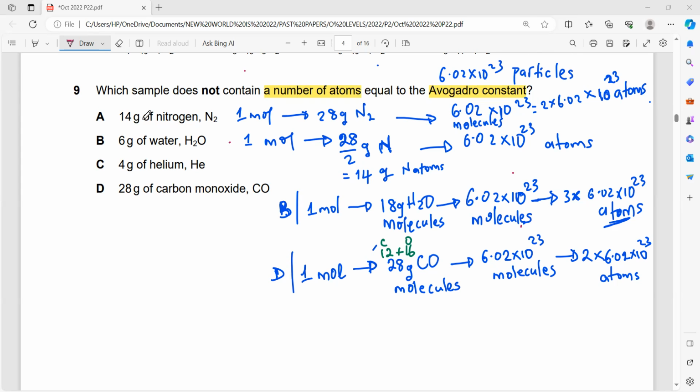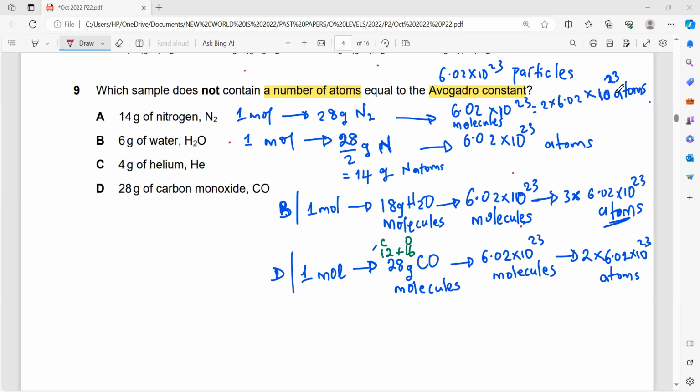The first option is 14 grams of nitrogen, and you have a nitrogen molecule here. Remember that 1 mole of nitrogen molecules is 28 grams, and that also contains 6.02 times 10 to the 23 molecules, which is the Avogadro constant. But since the question says a number of atoms, that is equal to 2 times 6.02 times 10 raised to the 23 atoms.